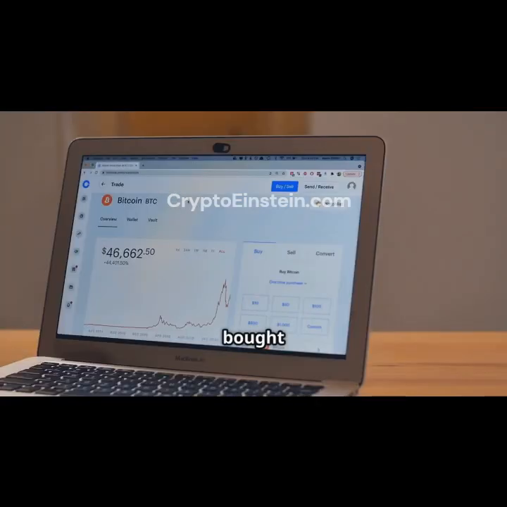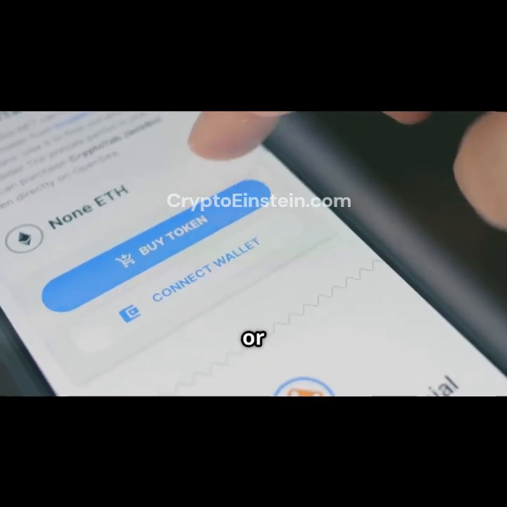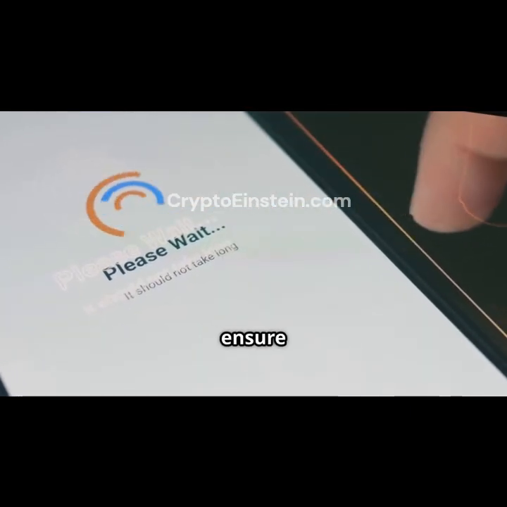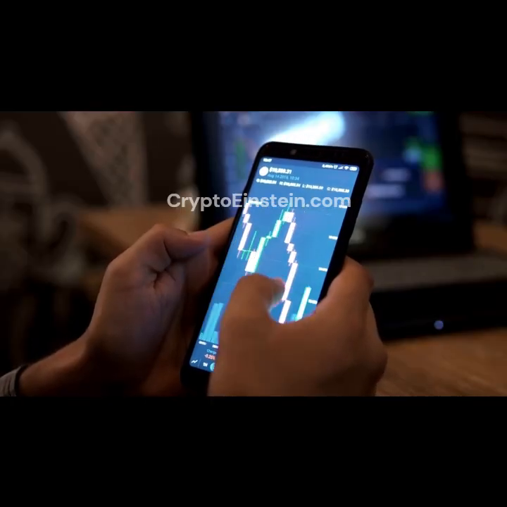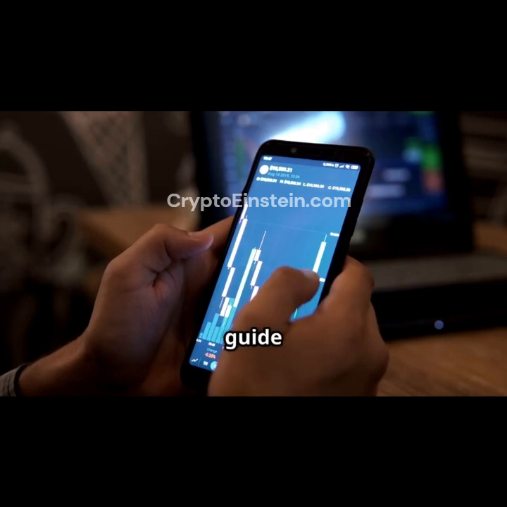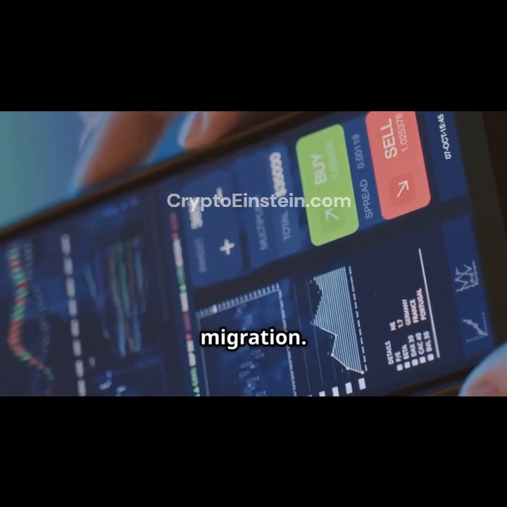Pi coins can now be bought and sold on Pi Network collaboration exchanges, which are accessible through the official Pi Network website. Miners are required to complete the KYC, or Know Your Customer, process to ensure the network's security and legitimacy. Below is a detailed guide to help you join Pi Network, complete all steps, and prepare for the mainnet migration.